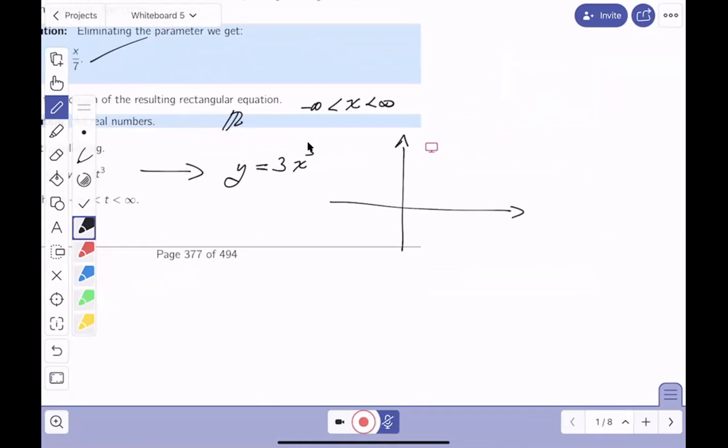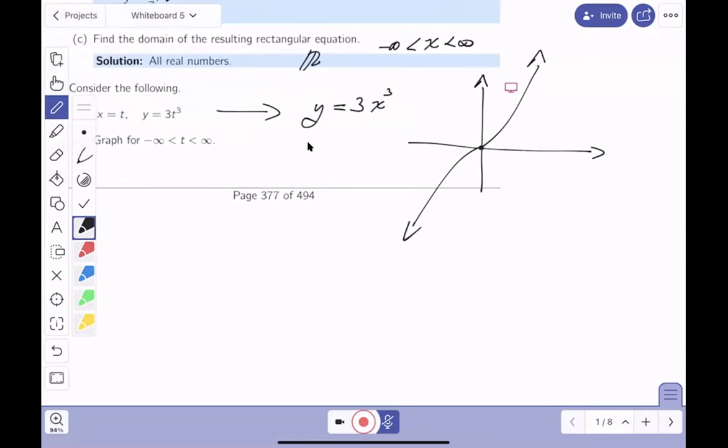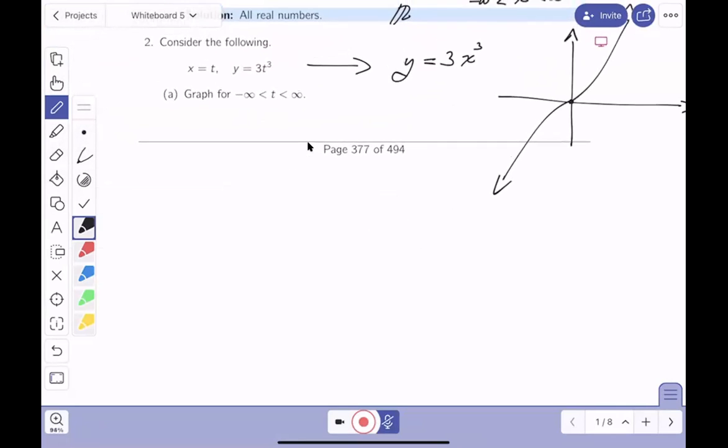This is a cubic problem. It's got a y-intercept at 0. After the 0, it's always positive. Below the 0, it's always negative. So maybe something like this over here. And what does that look like? It must look like a cubic function. All right, so let's see what the first question is. And again, this is me trying to understand the question. I think it says graph it.